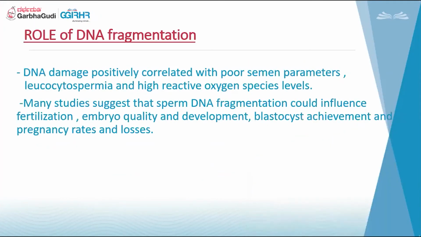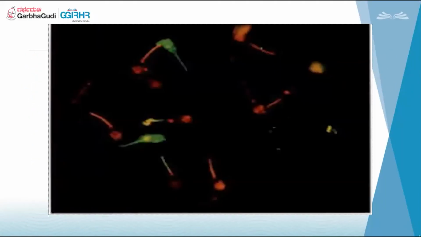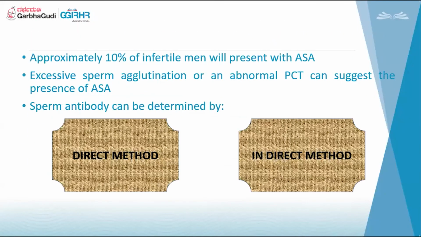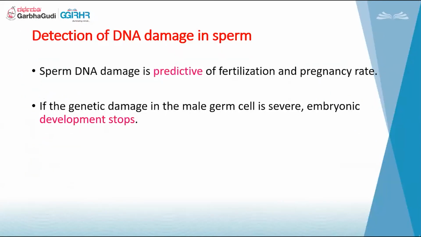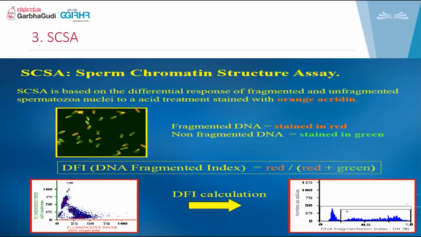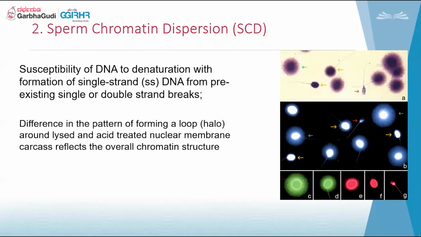We use this halo method. This is the method we use. Chromatin dispersion test. This can also be used under CASA. In CASA we'll keep it for reading. So this is the basic test we are using in our center.